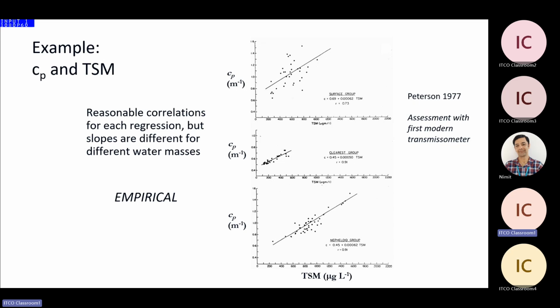This is actually the first example of when it was ever done, 1977, with one of the first transmissometers. This was out of Ron Zaneveld's lab with a postdoc, I think with a PhD student, Peterson. But you can see, so this is TSM versus c, and you get some linear relationships, but the slopes on these linear relationships are different in each of the different regions.